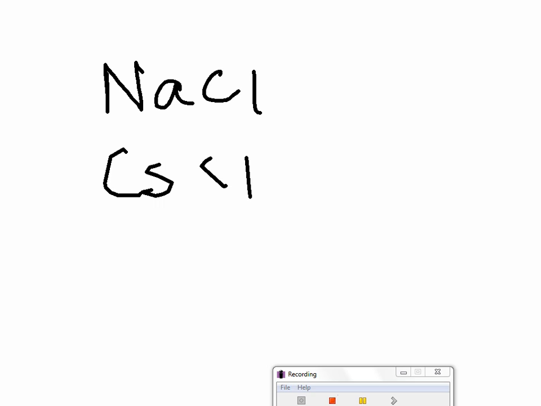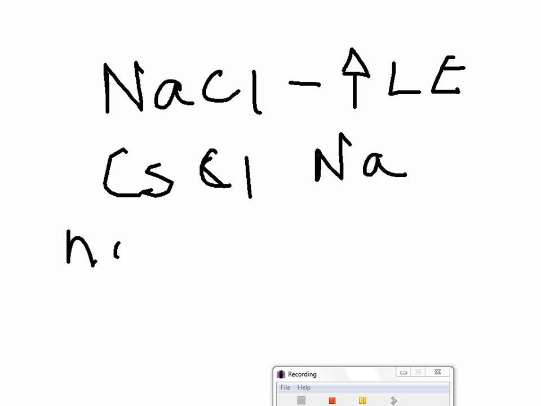Let's think about that in terms of our ionic size. If we take NaCl as an ionic solid, sodium we know is towards the top of the periodic table versus, say, cesium chloride, and we're trying to predict the lattice energy. We would anticipate sodium chloride to have a higher lattice energy than cesium chloride, because sodium has a smaller radius.